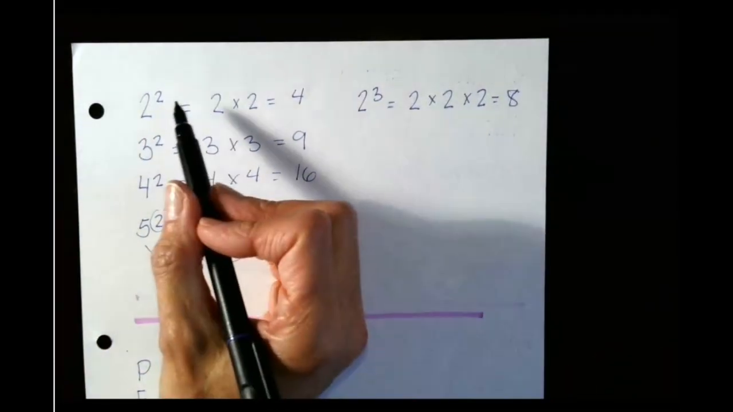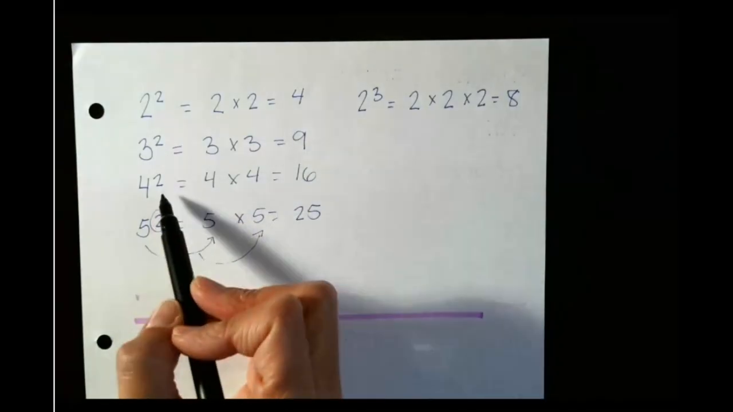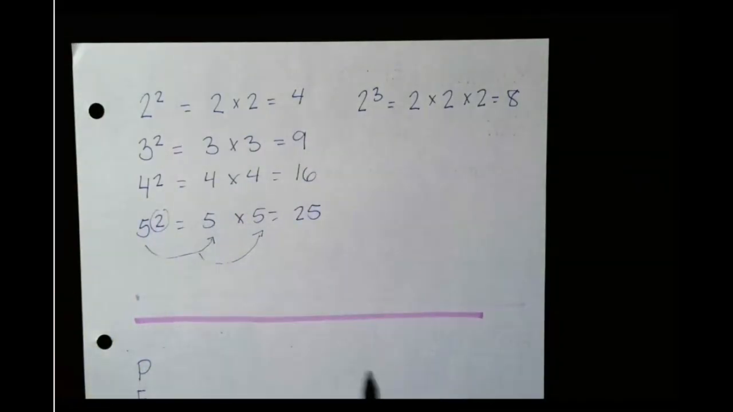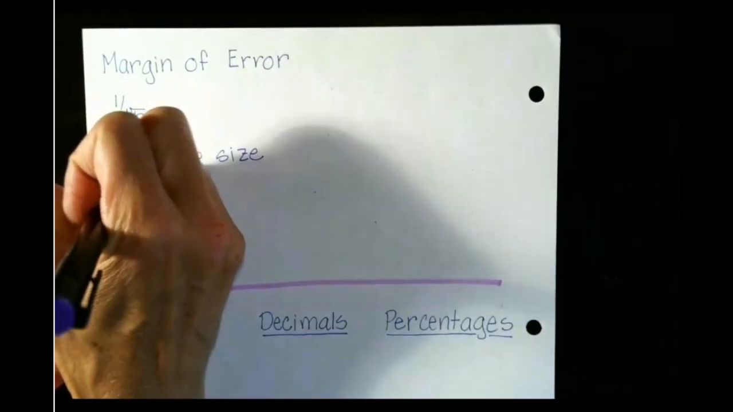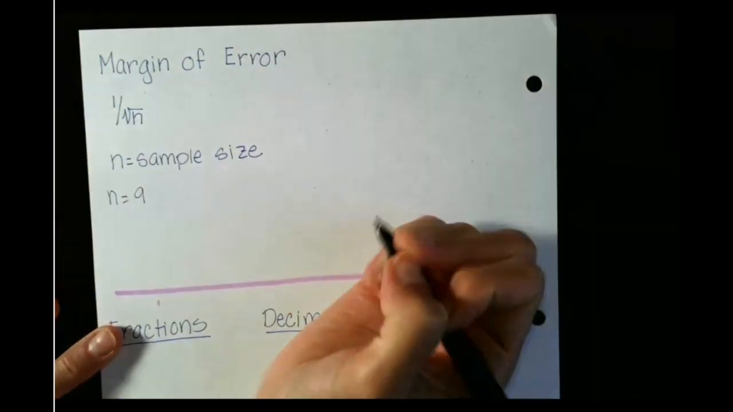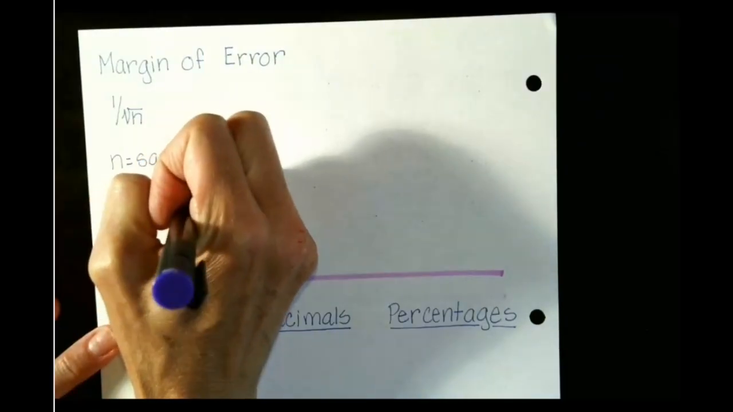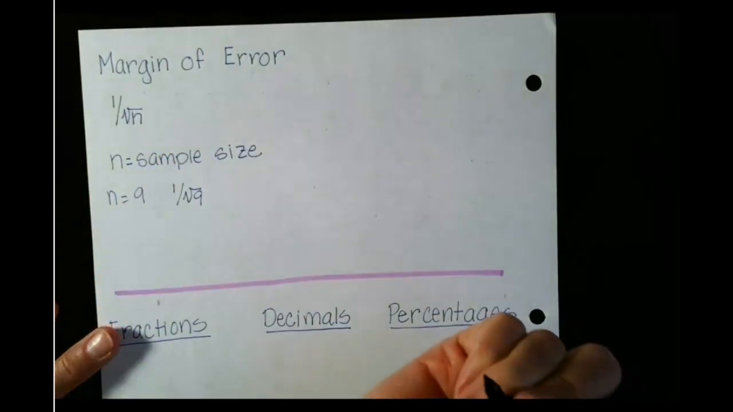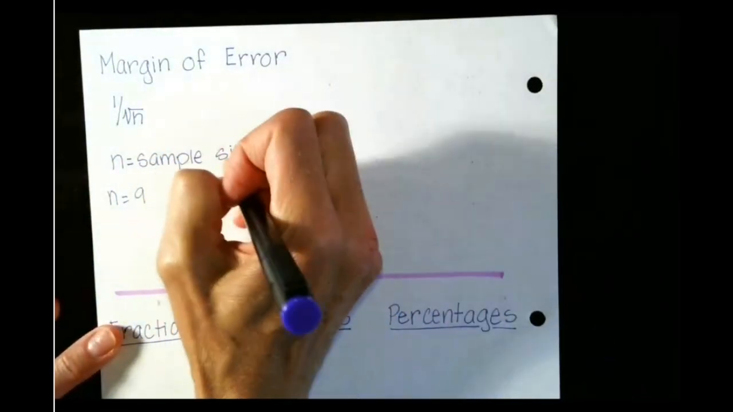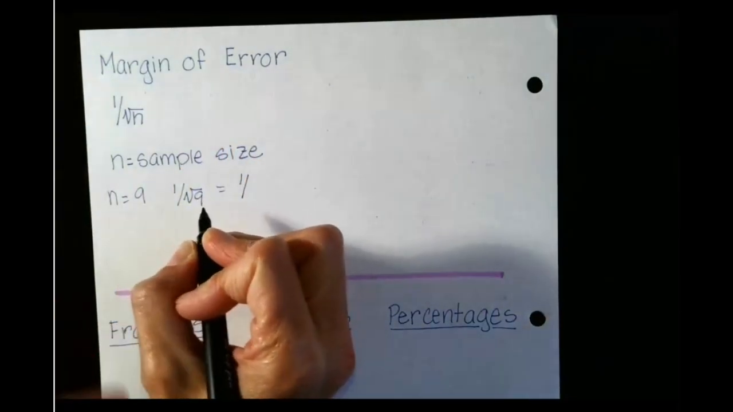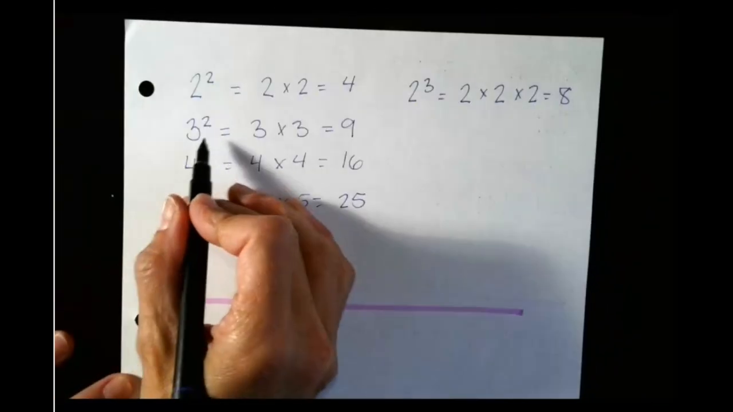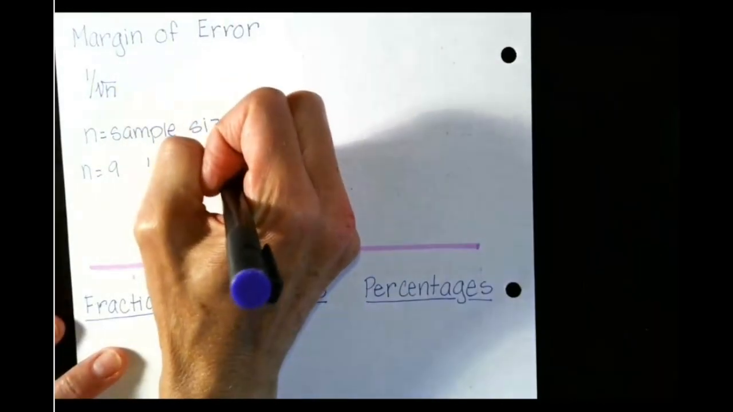Okay, but what we really want to think about are the squares, because the square root is just the opposite. So if we go over here, and our sample size, let's say n equals 9, then we would say 1 divided by the square root of 9. And the square root of 9 is just the opposite of the squared. So the square root of 9 is going to be 3.